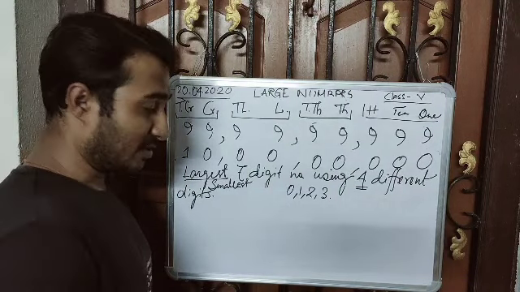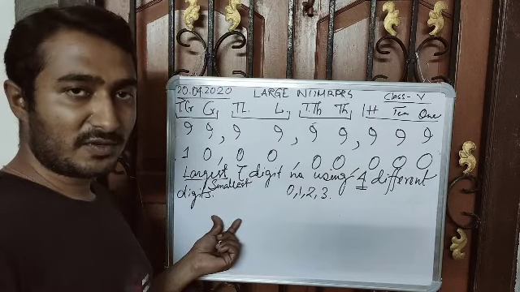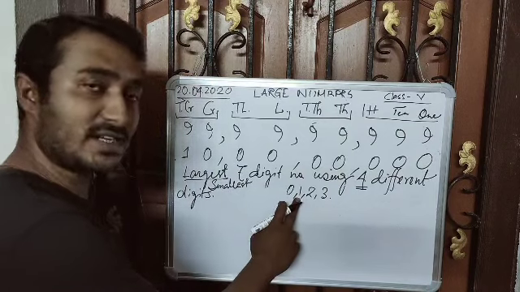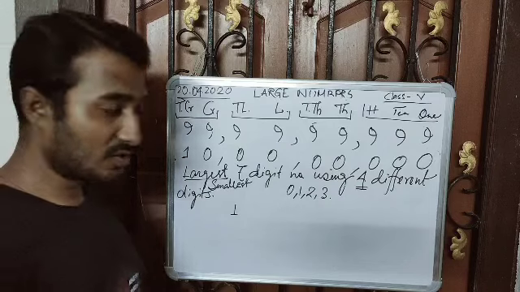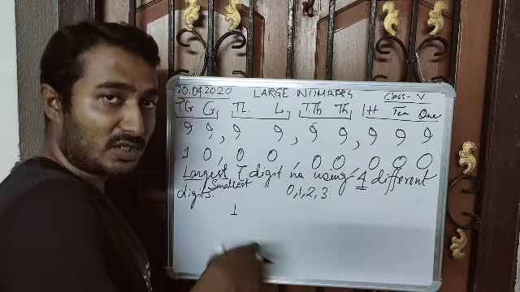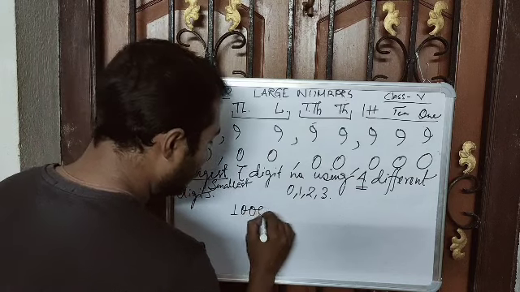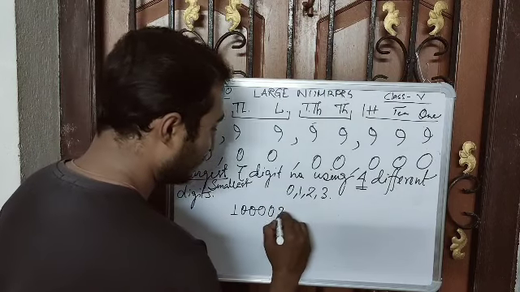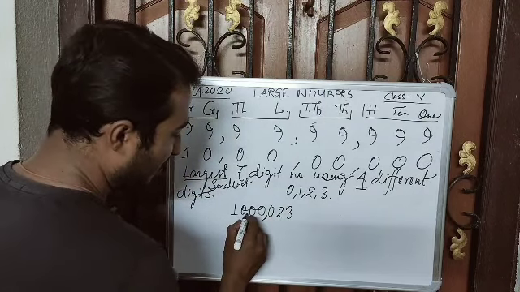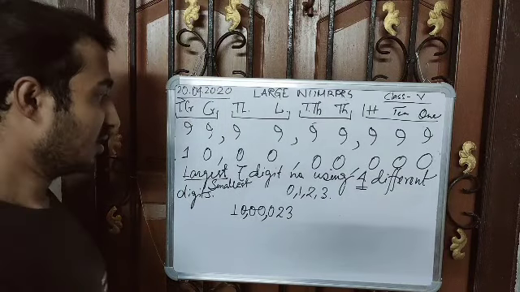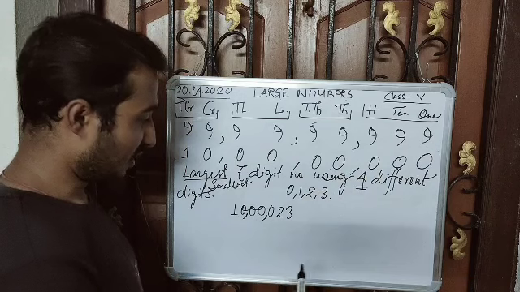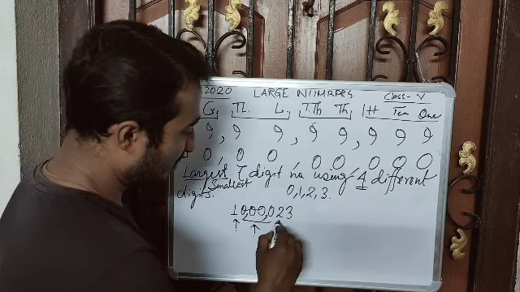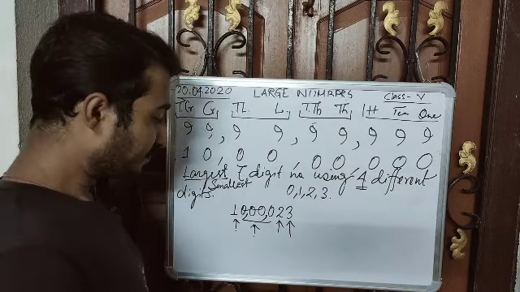But we cannot write 0 at the front, because if we write 0 at the front, there is no value of 0 in front of the number. So we first write the second smallest digit, 1, then the zeros. Already 4 digits are present, we need 3 more, so 3 more zeros. Then the remaining digits, 2 and 3. Separated by commas, it is the smallest 7-digit number using 4 different digits: 1, 0, 0, 0, 0, 2, 3. You can see the 4 different digits: 1, 0, 2 and 3.